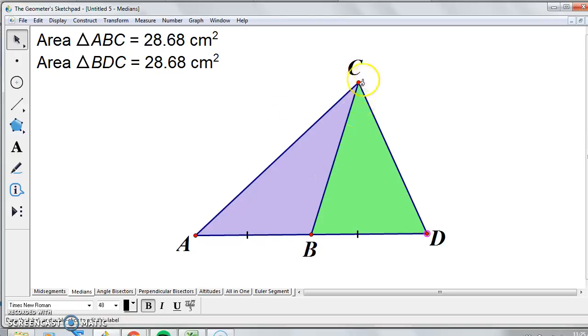Well, as you can see, point C would represent the tallest point of the triangle for both triangles, the blue one and the green one. And you can see that AB is the base of the blue one and BD is the base of the green one. And the bases are the same and the heights are the same. Therefore, naturally, the areas are going to be the same. So that's the first thing you need to know about medians.